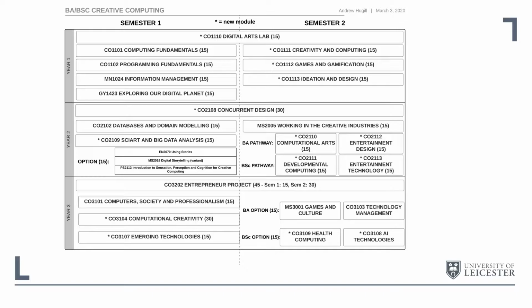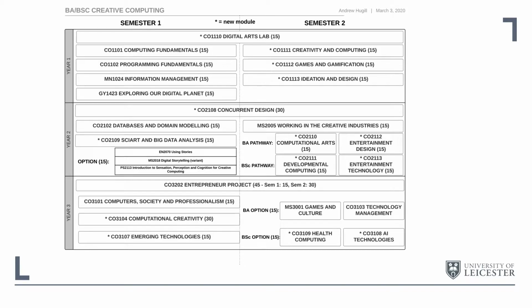The other thing that's not shown on this diagram is that at the end of year 2, you can have the option to go for a year with industry or a year abroad. And these options offer the possibility of placement with a company, and we have a wide range of companies, both big and small, working mainly in the creative digital technology sector.